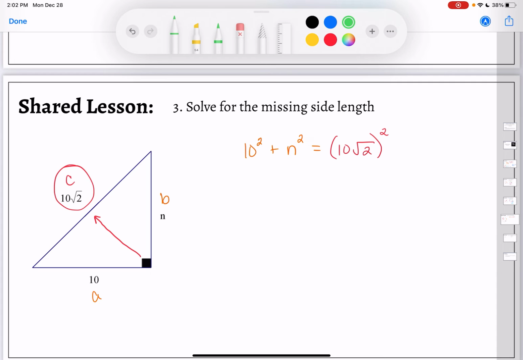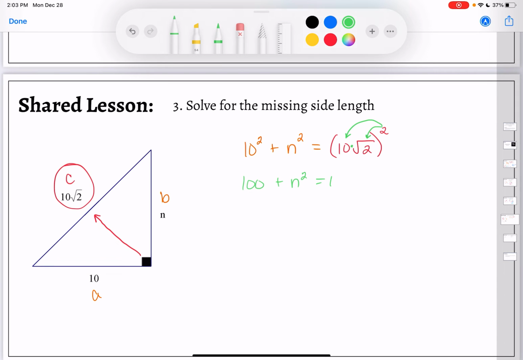So that means, let's see, 10 squared is 100 plus n squared equals, now if I need to square this whole thing, that means I need to square the 10 and I need to square the square root of 2. Now you can think of this as okay to do because remember I'm multiplying, that's like our power of a product, right? It just happens that one of the things I'm multiplying in there is a radical, but that's okay. So 10 squared, that would be 100 times radical 2 squared would be 2.